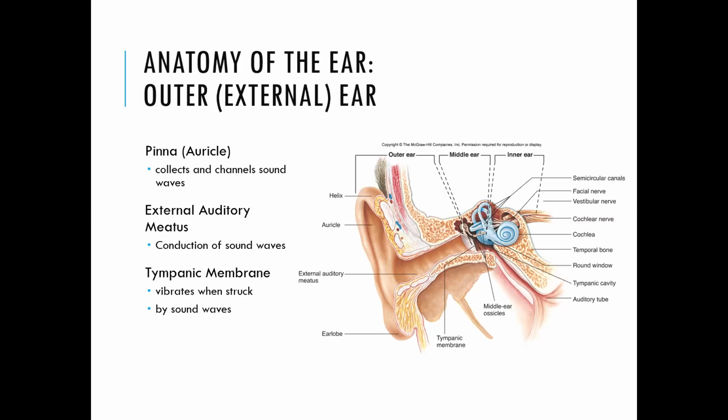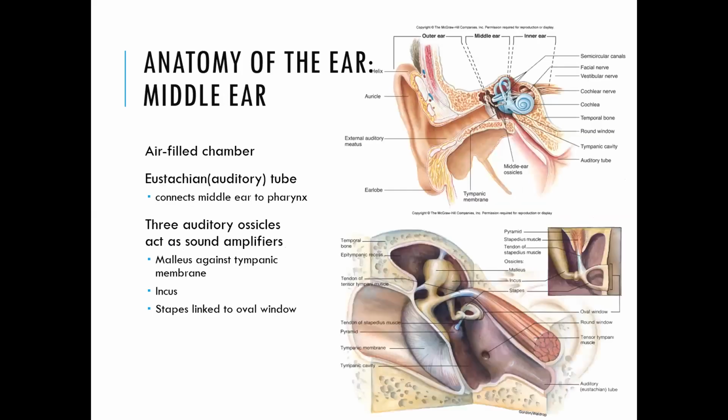So if you look at your diagram there, the helix, the auricle, the earlobe, all of those things make up your pinna, and then it funnels those sound waves into the external auditory meatus, which will then be transported into your middle ear, right? Your middle ear, you'll see in your diagram above, it's showing you the region of your middle ear. It is generally an air-filled chamber which contains your auditory tube or your eustachian tube, which connects your middle ear to your pharynx, right?